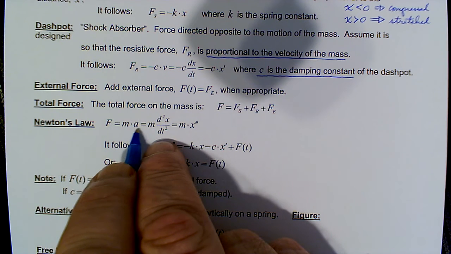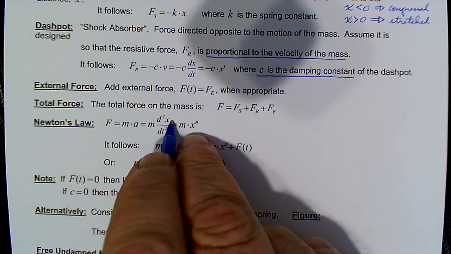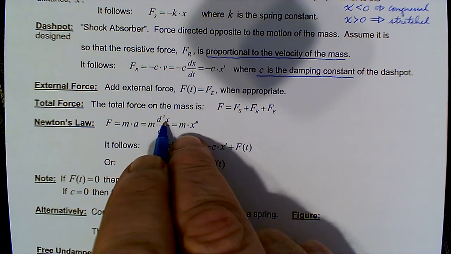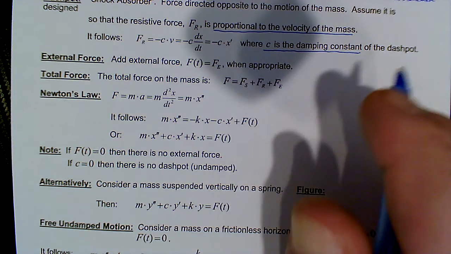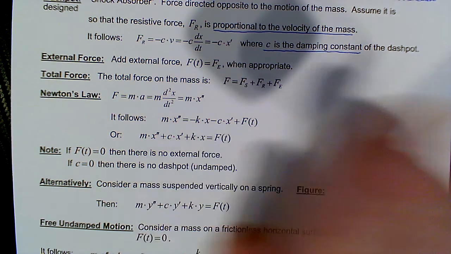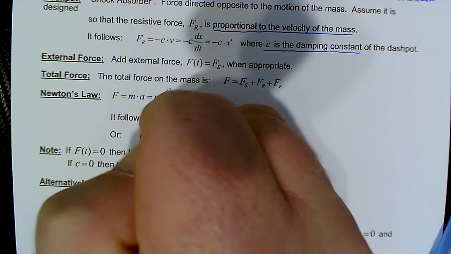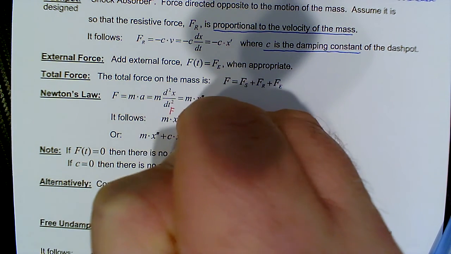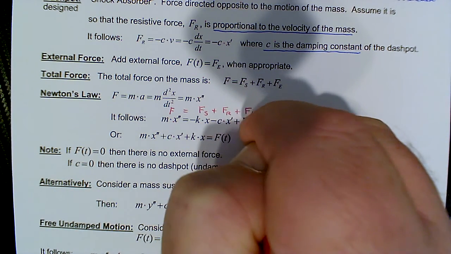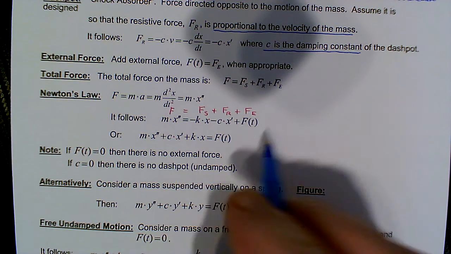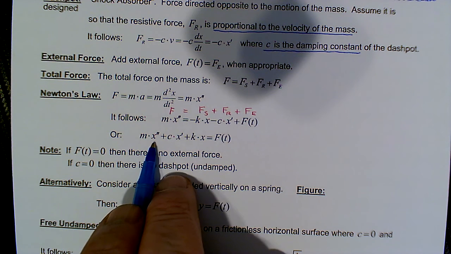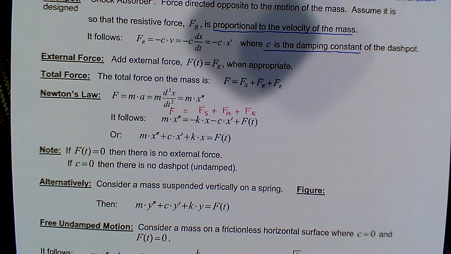Then we know Newton's law: the sum of the forces is mass times acceleration, but the acceleration is the second derivative of position, x, with respect to time, or x double prime. So then it would follow that the force, mx double prime, so this is our force, is equal to the force of the spring plus the force of the dashpot plus the external force. We'll just call that uppercase F of t. And then if we bring the negative kx and the negative cx prime to the left, we have our formula.